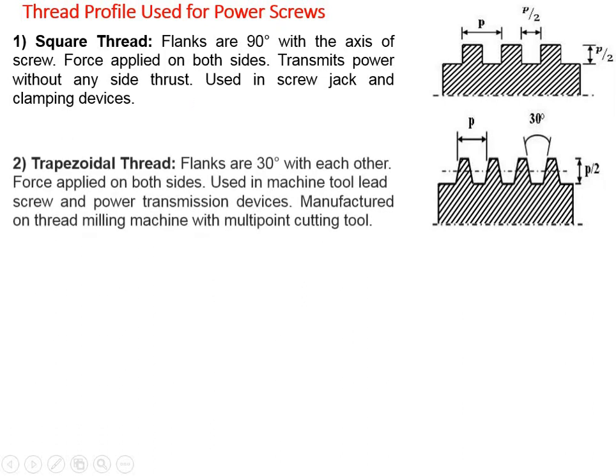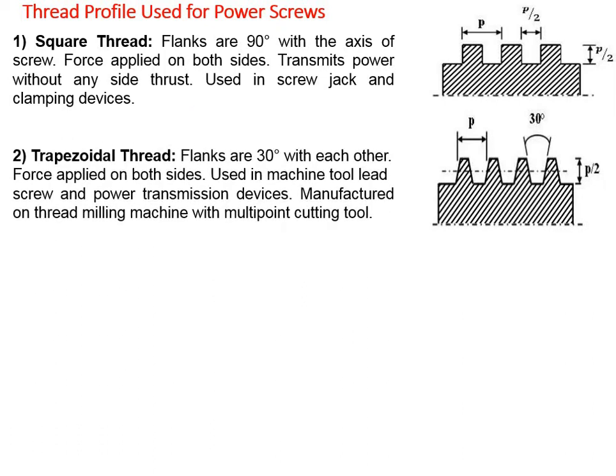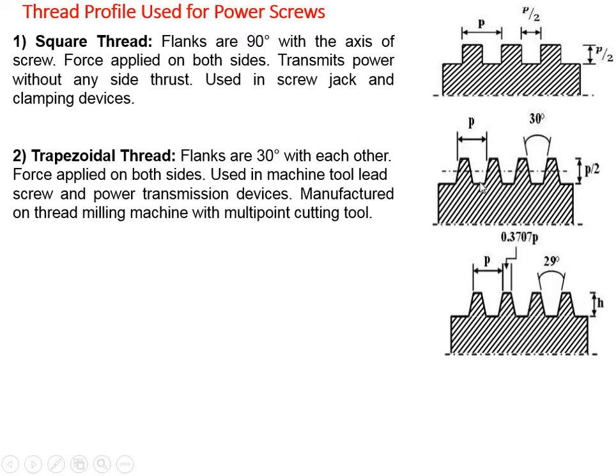Now the next term, that is the trapezoidal thread. What is a trapezoidal thread? When the flanks are at 30° with each other. Here in this diagram you can see the teeth profile, where the two teeth are at 30° with each other. So this arrangement is called a trapezoidal thread. Again it is used in machine tools, lead screws and power transmission devices, and they are manufactured on a thread milling machine with a multi-point cutting tool.